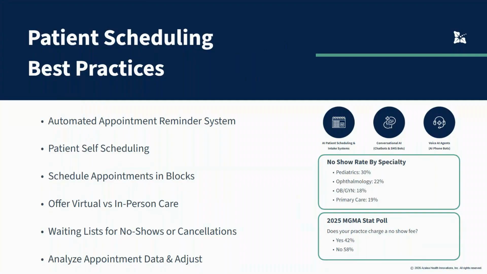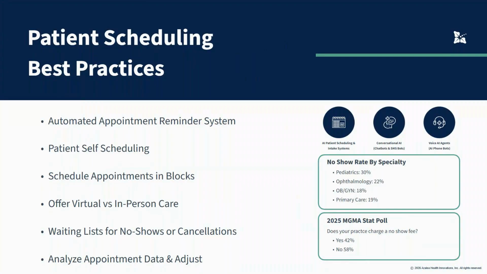If you're a busy practice, do you have a waiting list? Do you have a policy for no-shows and cancellations? Is that information communicated? Do you have signage up in the office, for example, letting people know? And do you enforce it? I've got some stats here. If you Google this stuff, you can see what is common. A lot of practices charge a no-show fee, 42% do, which is more than I was expecting.